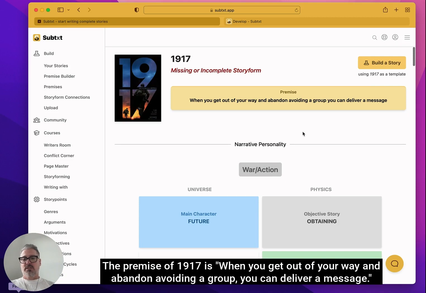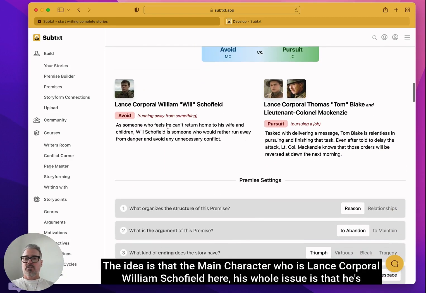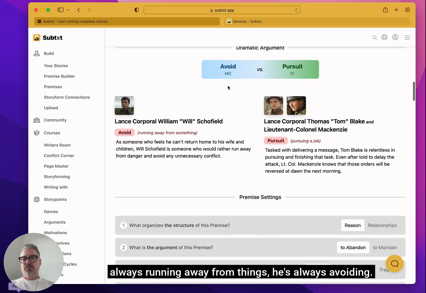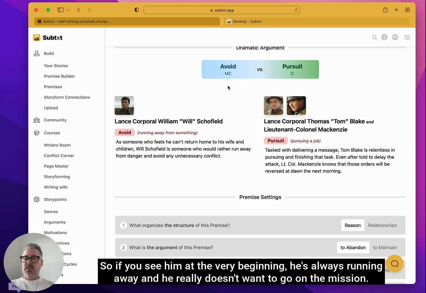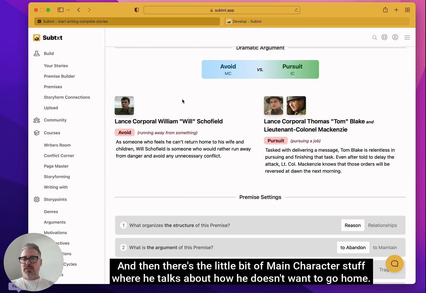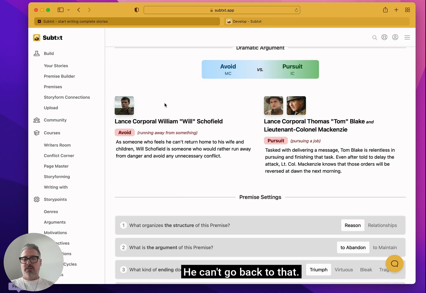The idea is that the main character, Lance Corporal William Schofield here, his whole issue is that he's always running away from things. He's always avoiding. If you see him at the very beginning, he's always running away and he really doesn't want to go on the mission. And then there's the little bit of main character stuff where he talks about how he doesn't want to go home. He can't go back to that.